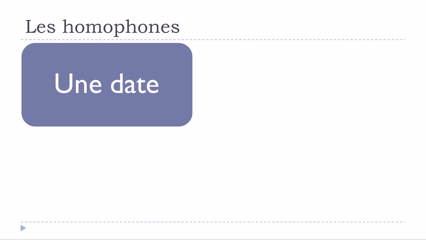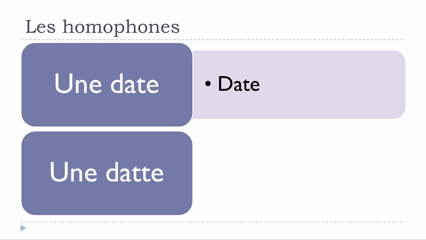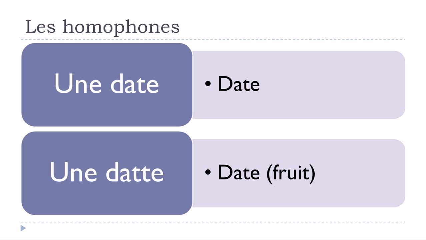Une date. So it's quite interesting because in English it's written the same way. In that case we're talking about the fruit. So une date, and here une date. So 31 janvier, for instance, une date.